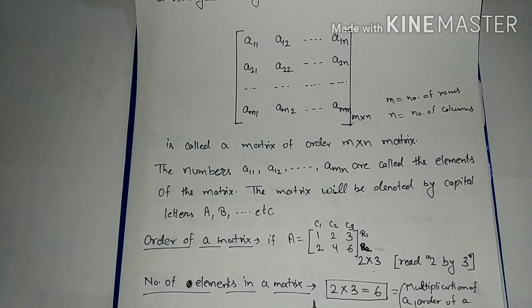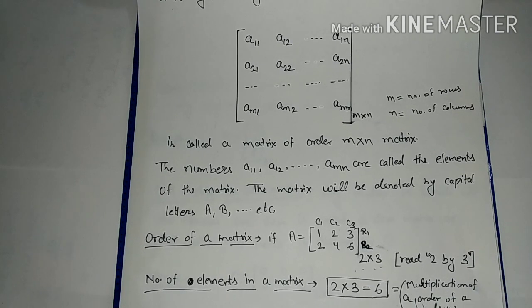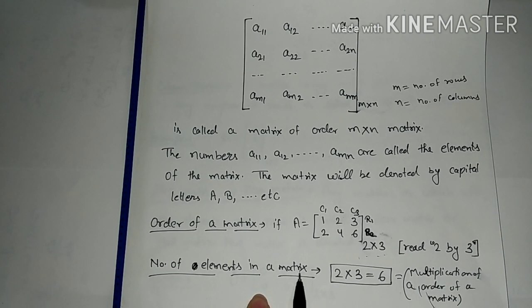Number of elements in a matrix. Multiplication of the order of a matrix. How will we find the number of elements? Multiplication of the order of a matrix. The order of the matrix here is 2 by 3, 2 into 3 equals 6, and easily we can count 1, 2, 3, 4, 5, 6. Number of elements in the matrix equals 6.